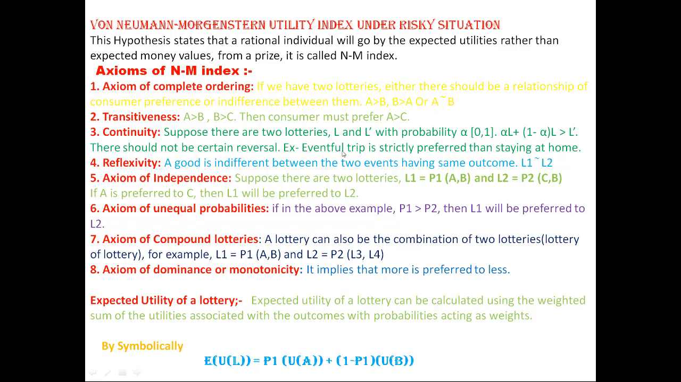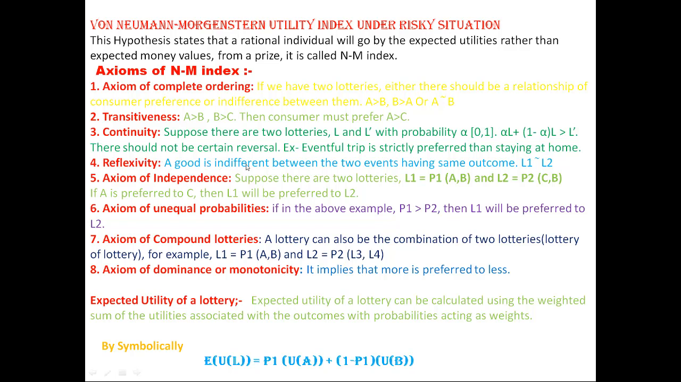Also there is some risk involved, but it is still favored despite the risk. So the eventful trip is strictly favored. There is some risk, but it is favored because the utility is greater than staying at home. So there is no sudden reversal. There is no uncertainty with L prime, so this will not be favored more than this. Obviously L is preferred over L prime. There is no reversal. L prime is not preferred. This is the continuity assumption: there is no reversal. I think it is clear to you.